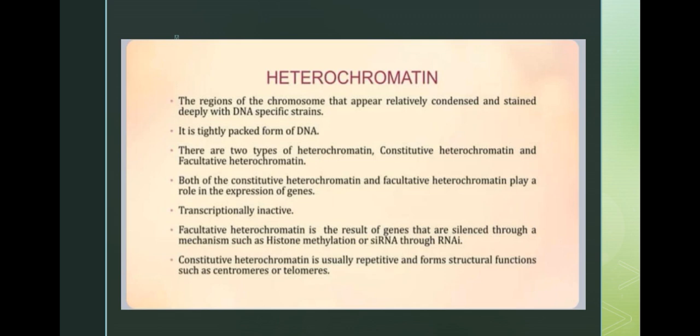Facultative heterochromatin is the result of genes that are silenced through a mechanism such as histone methylation or siRNA through RNAi. Constitutive heterochromatin is mainly repetitive and forms structural functions such as the centromere or telomere.